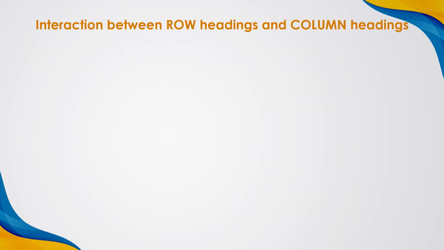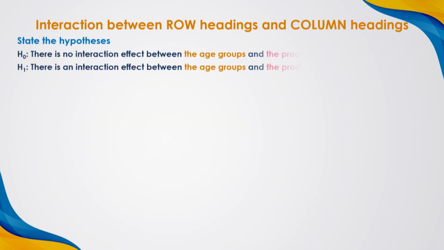Now, another comparison is the interaction between row headings and column headings. Here you have to compare both together. The H naught says that there is no significant difference between the average sales across the age groups and the product sold, that is the null hypothesis, and H1 is that there is a significant difference.